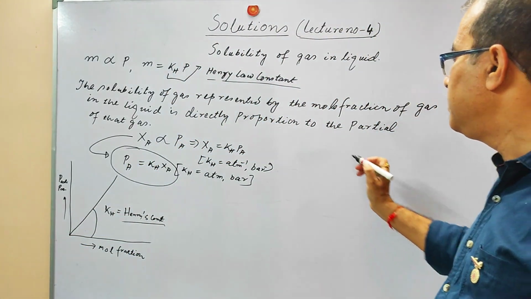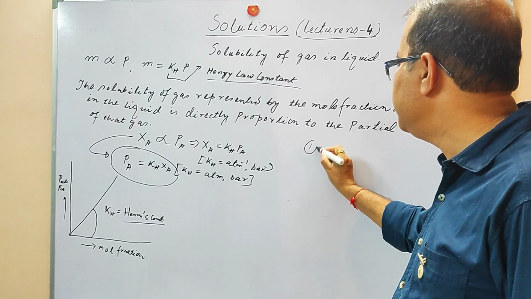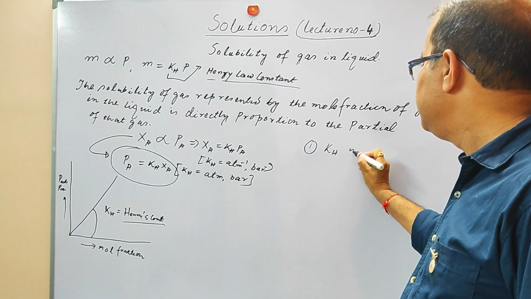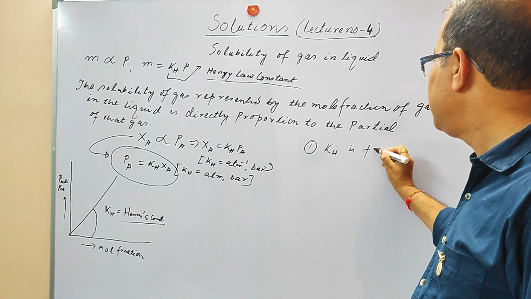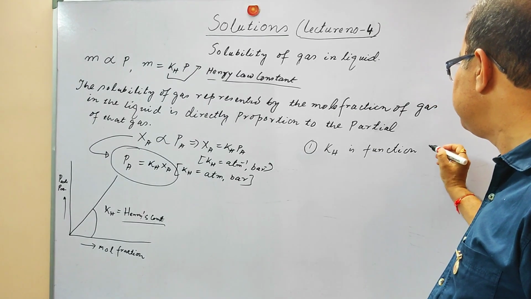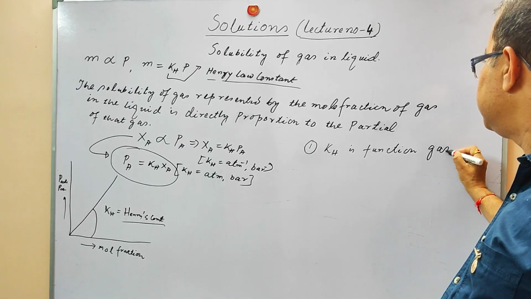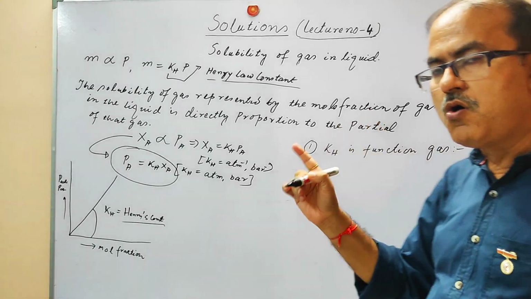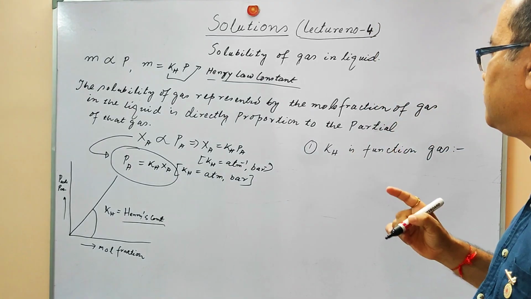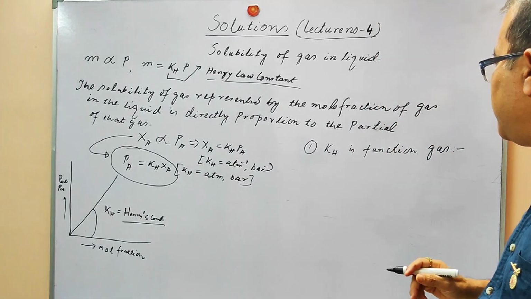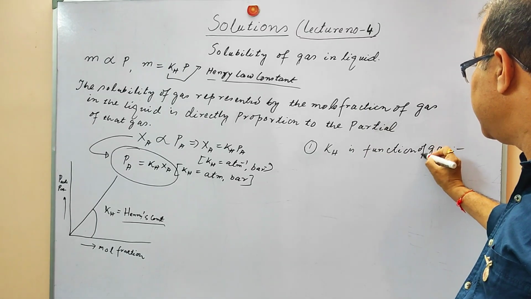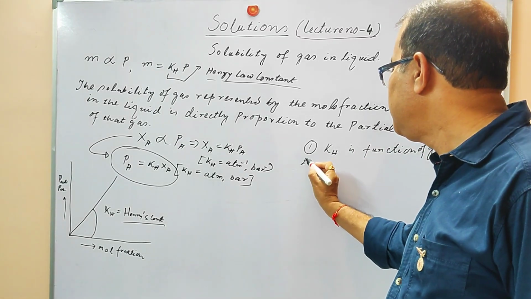Now we can conclude two or three very important things. Number one, this KH is a function of the gas. This means its value depends on the gas. It is not a fixed one, it depends on the gas. So you write KH is a function of the gas. Number one.